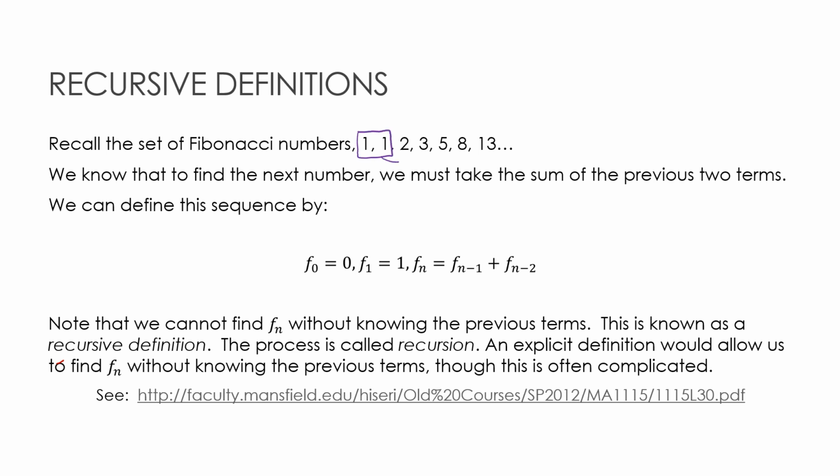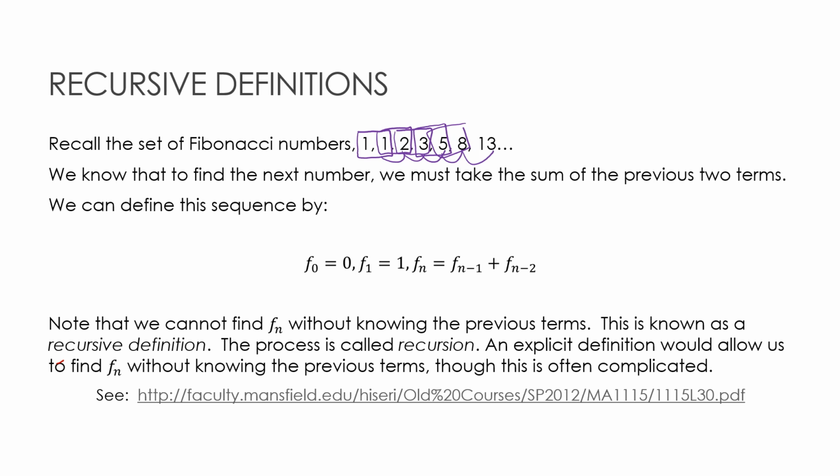So 1 plus 1 equals 2. And then 1 plus 2 equals 3. And then 2 plus 3 equals 5. And 3 plus 5 equals 8. And we can see this pattern continuing and continuing, and it makes it very easy for us to find the next Fibonacci number in the sequence.